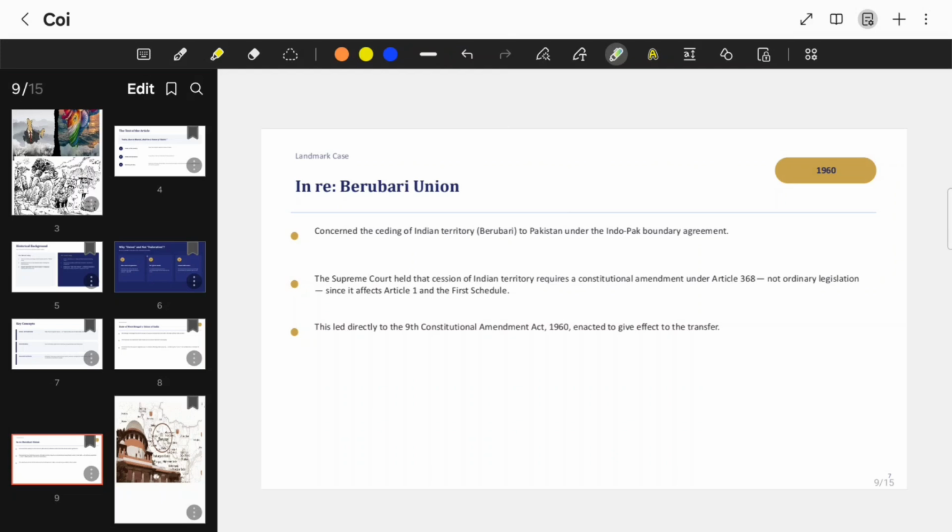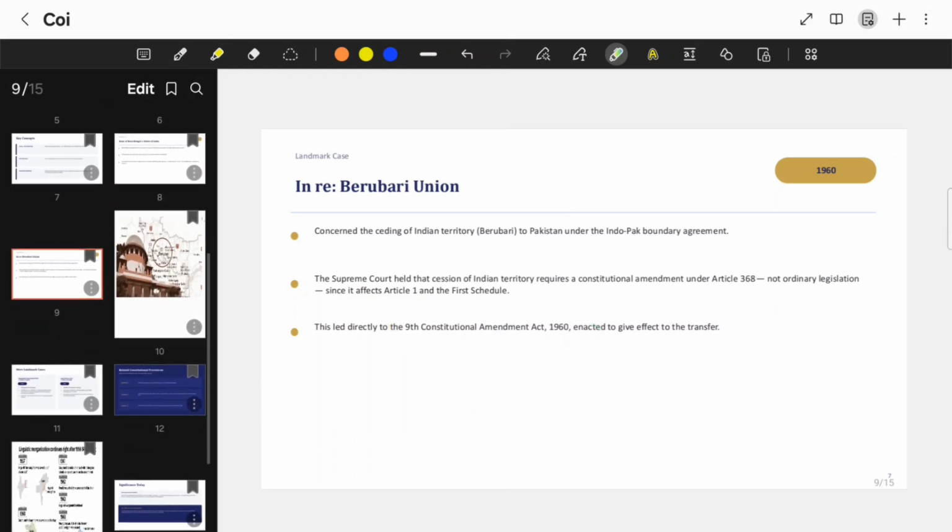The court said no. Ceding Indian territory affects Article 1 and the First Schedule directly. So it requires a full constitutional amendment act under Article 368. You cannot just give away a part of India with a simple executive decision. This ruling had real consequences. It directly led to the Ninth Constitutional Amendment Act of 1960, passed specifically to legally enable the transfer.